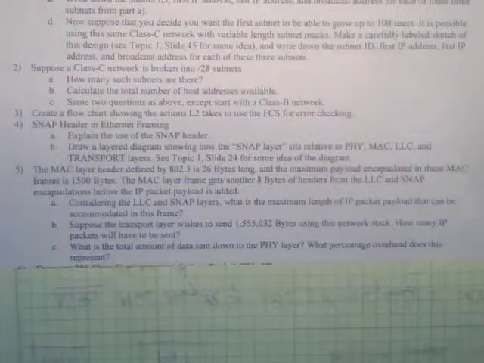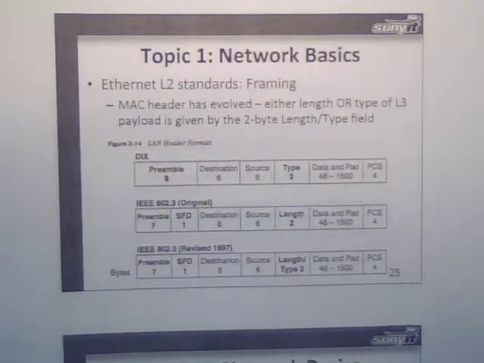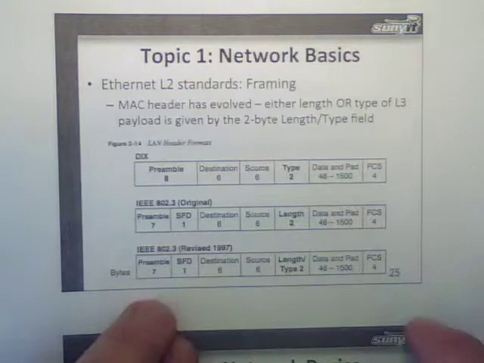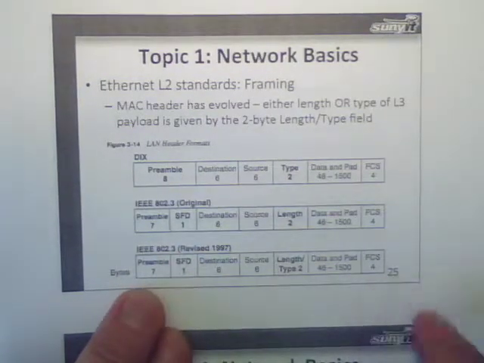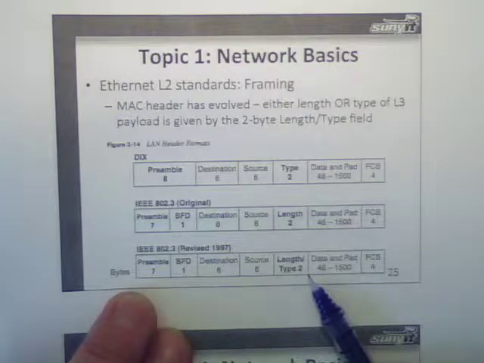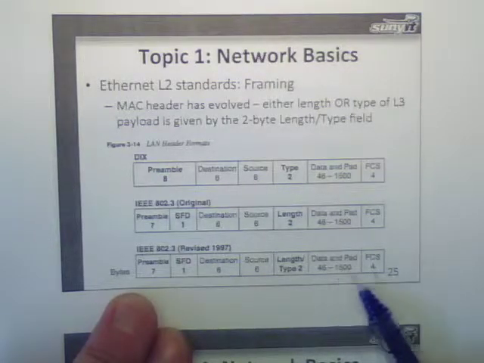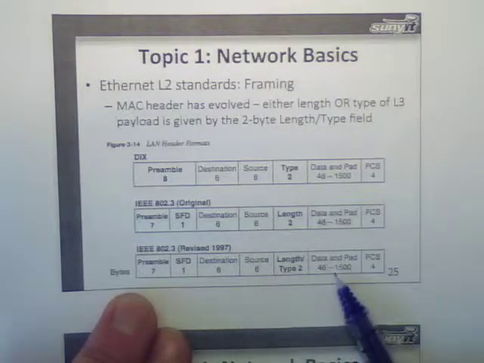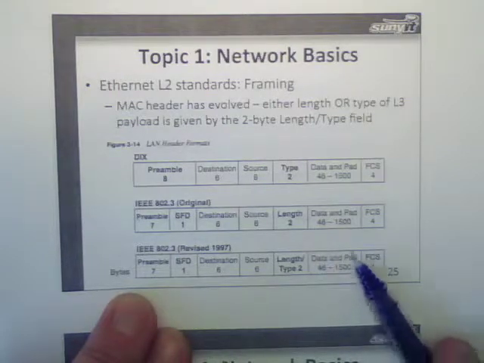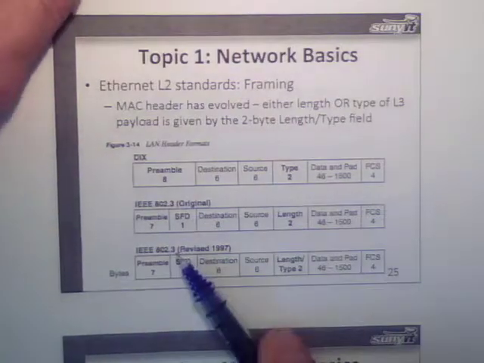In fact, it's 22 bytes long, and you can see that hopefully when you went back to the notes or anywhere to look at the 802.3 header, you could see that it was 7, 1, 6, 6, and 2, or 22 bytes long with a 4-byte frame check sequence at the end. And then holding data of up to 1500 bytes in length at the 802.3 MAC layer.